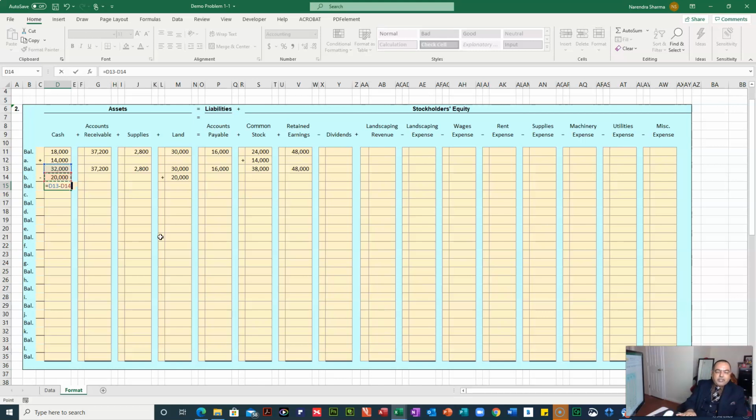32,000 minus 20,000, so the new balance of cash is 12,000. Accounts receivable remains at 37,200. Supplies remains at 2,800. Land went up from 30,000 to 50,000. And then this is remaining the same, I'm just bringing that down. This one also, of course, remaining the same, I'm just bringing it down. And retained earnings also, I'm just bringing it down. That's B. Let's take C.